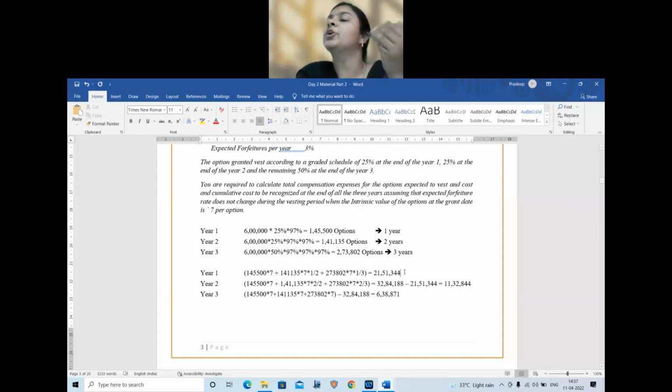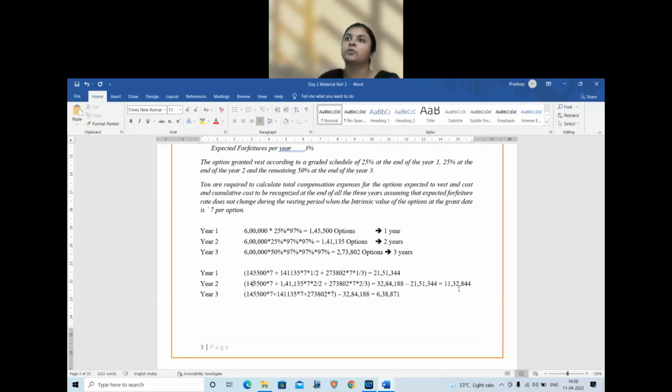Year 2, we are going to go on a cumulative basis. Cumulative means what? Whatever I have recognized in year 1 plus what I need to recognize in year 2. So what I have recognized in year 1, 145,500 into 7 plus 141,135 into 7, already 1 by 2 I have recognized. Now year 2 I need to take, so into 2 by 2 plus 273,802 into 7. 1 year already recognized. Now second year I am going to recognize, so into 2 by 3, which gives you 32,84,188 minus 21,51,344, which is 11,32,844.